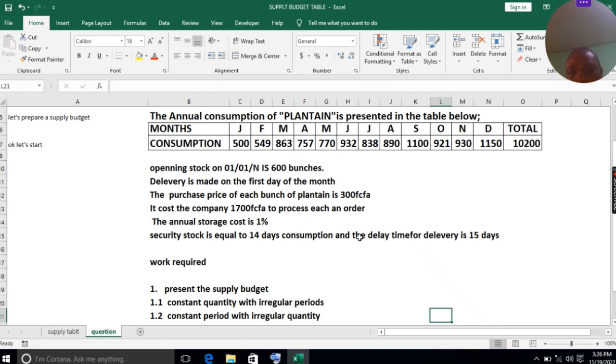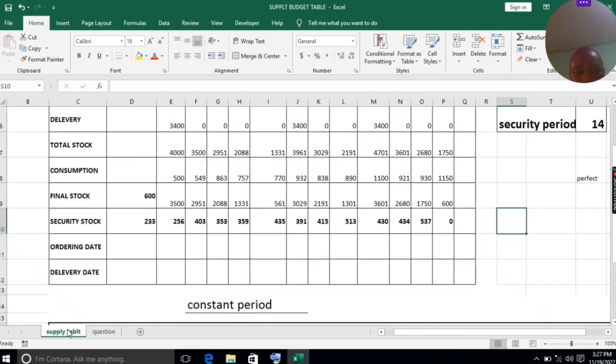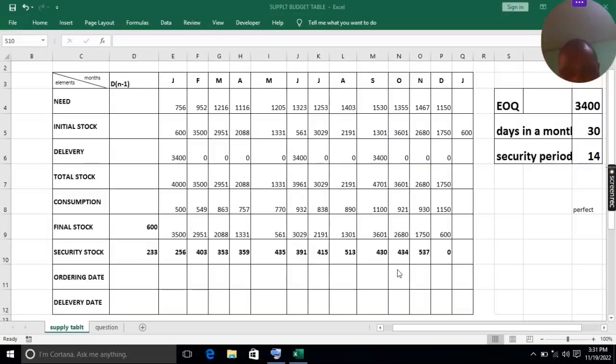Then here we are told that the delay time for delivery is 15 days. It means that delivery takes only 15 days from the day of order. When you order goods, they will take 15 days and they deliver it to you. So we'll use that information to fill those days.